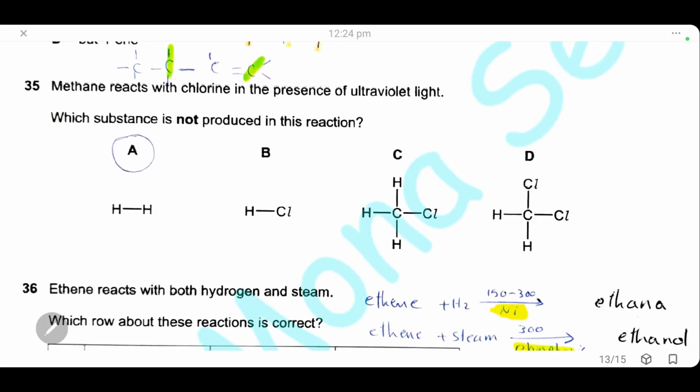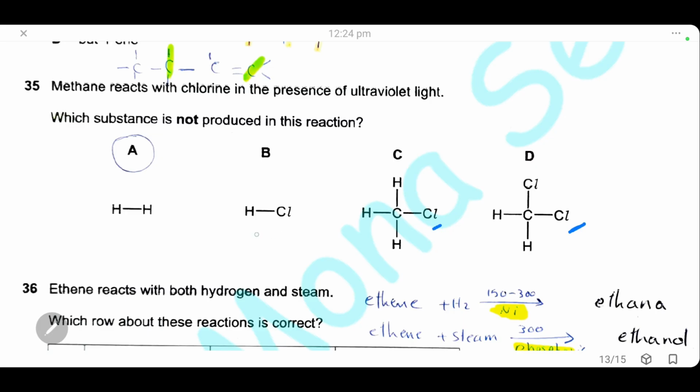Question 35. Methane reacts with chlorine in the presence of ultraviolet light. Which substance is not produced in this reaction? When methane reacts with chlorine, one or more hydrogens of the methane is substituted by chlorine, so we can have chloromethane or dichloromethane. C and D can be produced, and we have also hydrogen chloride gas produced.